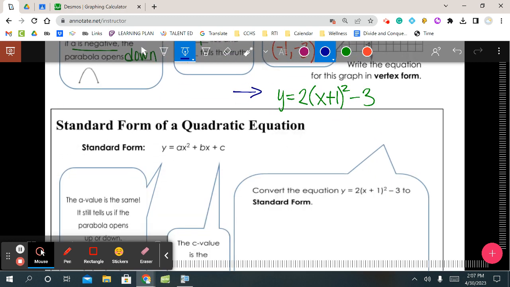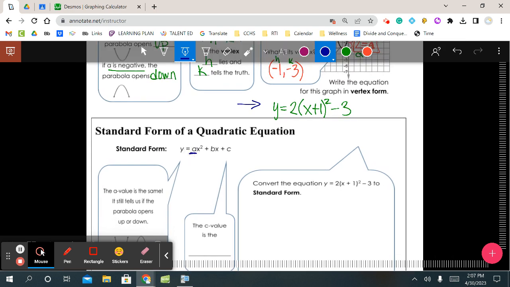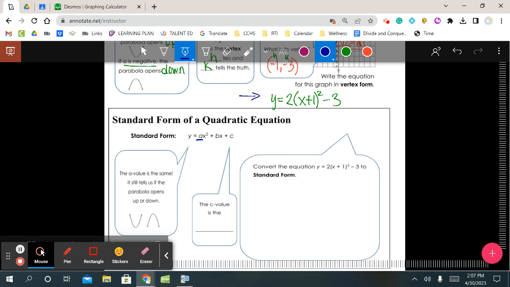So we are going to convert that into standard form. So remember that A value is in the front and tells you the exact same thing. If it opens up, it's positive. If it opens down, it's negative. And then the C value also tells you that y-intercept. So converting this into standard form has a couple of steps.